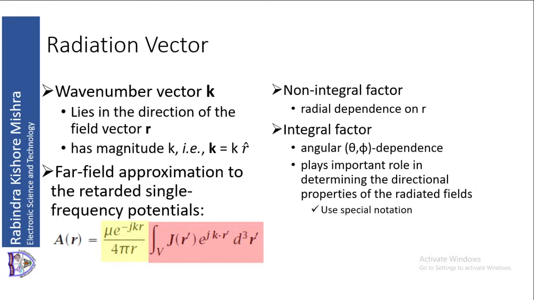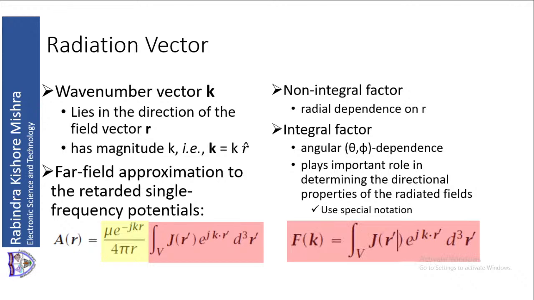So for this we use a special notation. A R has two factors. The integral factor is important, which gives us the angular dependency. So for that we use a special notation, capital F k, which is equal to the integration over volume of J(r') exponential j k dot r', integrated over the volume enclosing r'. So that is what F k is. We are going to use this special notation from now on.